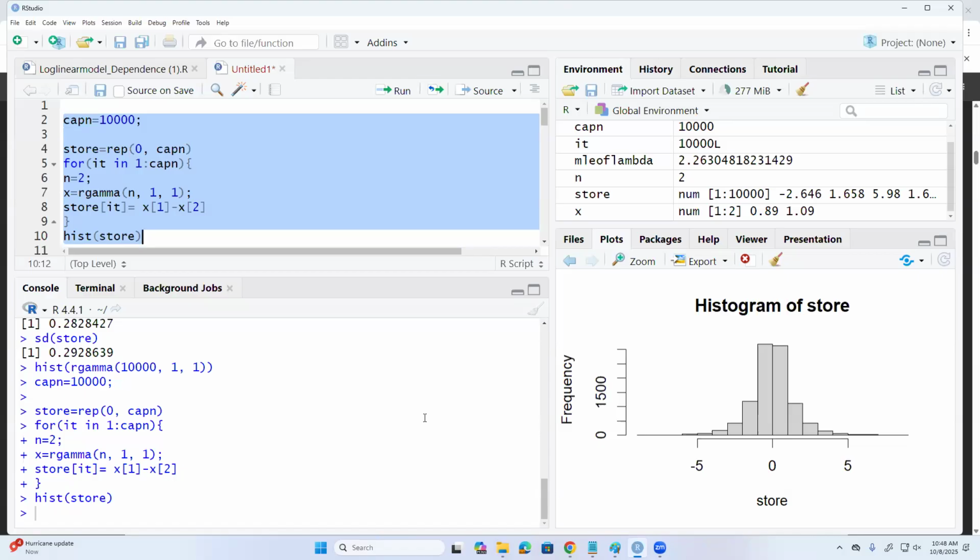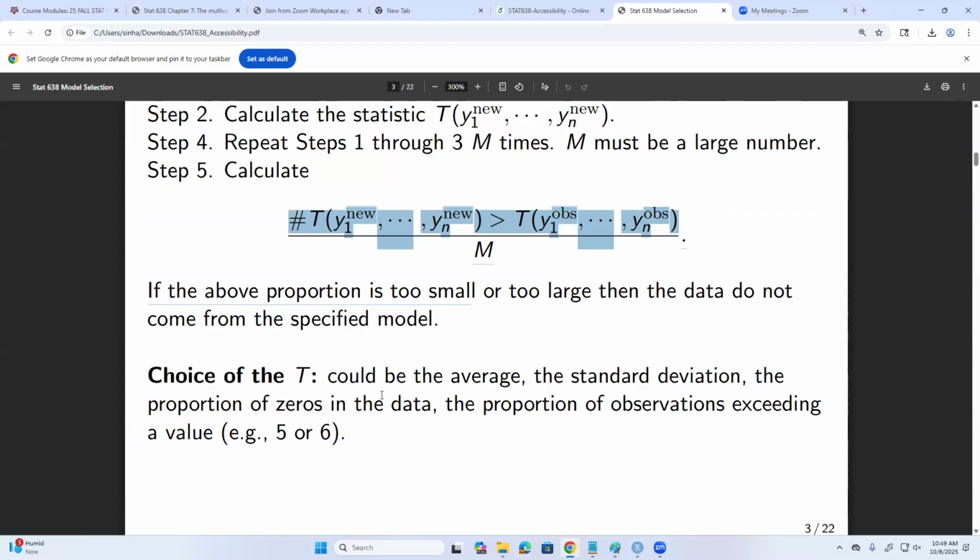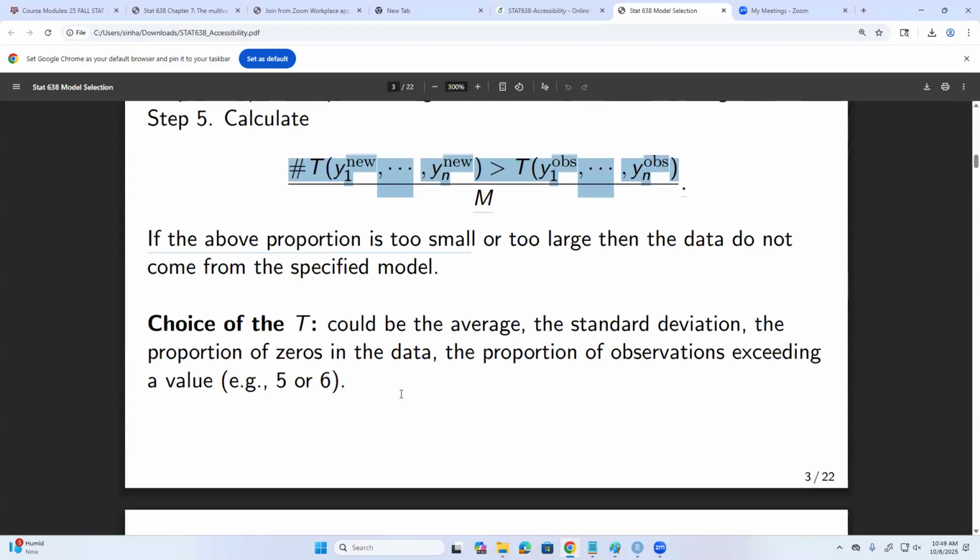And that is what I'm using as a verification tool, to calculate this probability, whether this probability is very small or very large. If it is so, then I can say most likely, I cannot say for sure, right? But most likely the observed data are not coming from the Poisson distribution. So this, and the choice of t, as I said, could be average, standard deviation, all those things.